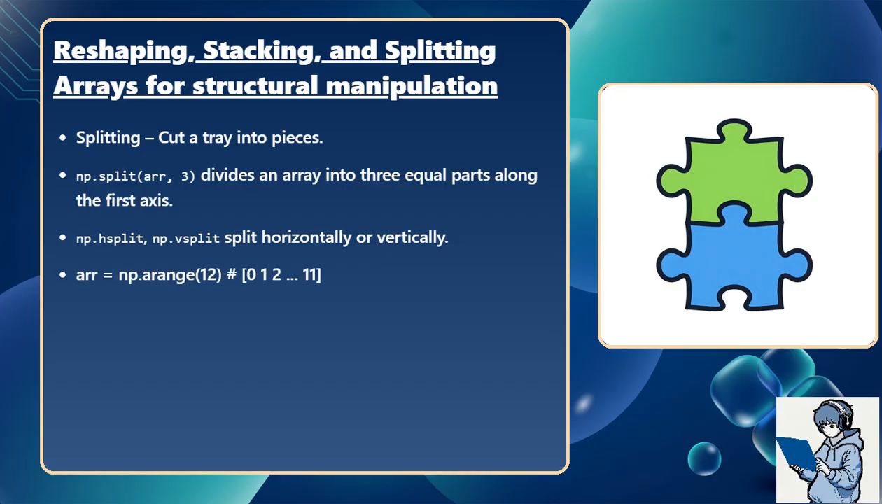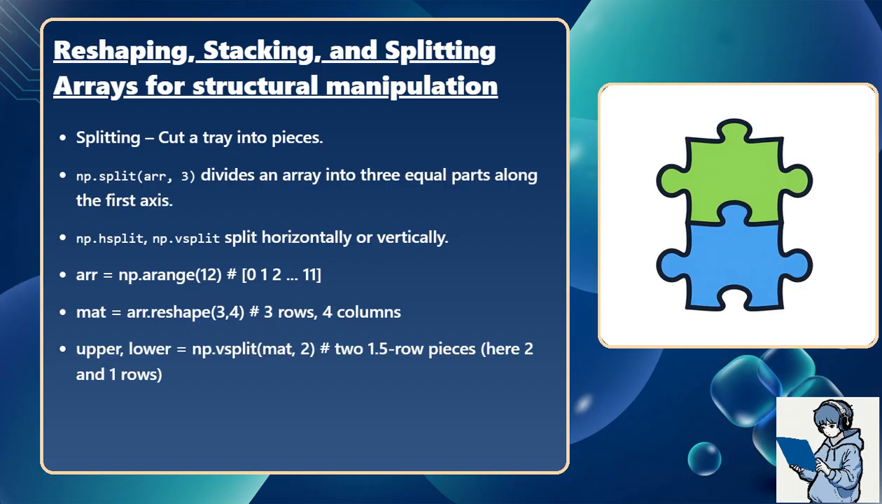r equals np.arange(12), producing the array 0, 1, 2 up to 11. mat equals r.reshape(3, 4), creating a matrix with 3 rows and 4 columns. upper, lower equals np.vsplit(mat, 2), splitting the matrix vertically into 2 sub-matrices. The first has 2 rows and the second has 1 row. The shapes become 2x4 and 1x4.